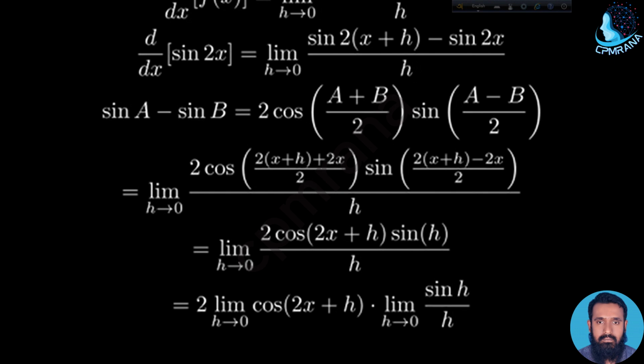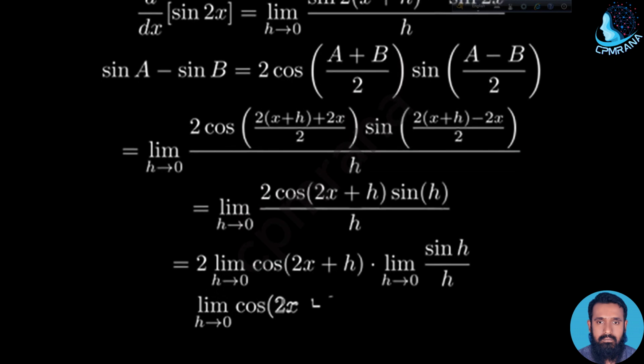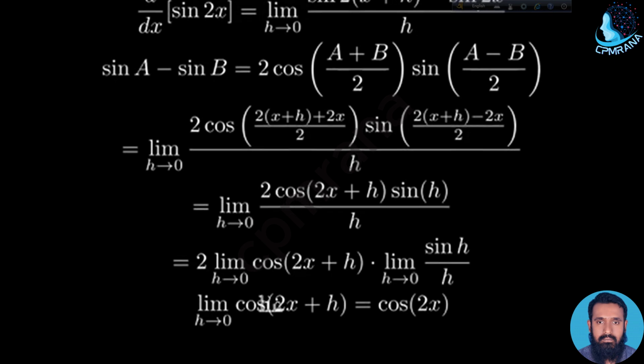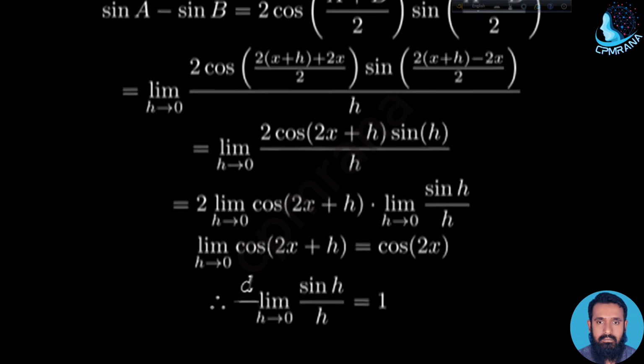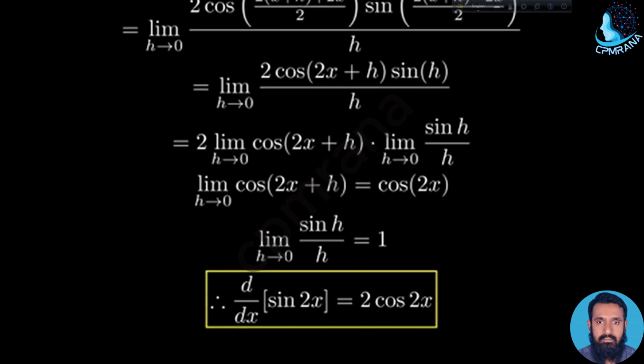Let's evaluate each limit. The limit of cosine of 2x plus h as h approaches 0 is just cosine of 2x, and the limit of sine h over h as h approaches 0 equals 1. This is a fundamental limit in calculus. Therefore, the derivative of sine 2x equals 2 times cosine 2x. This is our final answer.